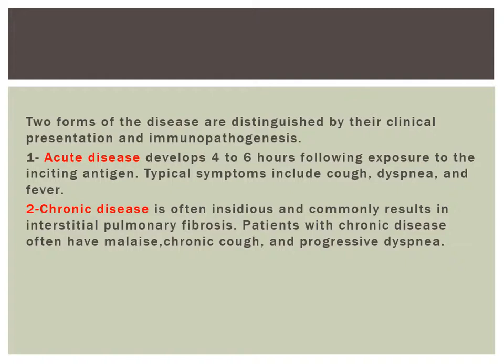Two forms of disease are distinguished by their clinical presentation. The acute disease develops 4 to 6 hours following exposure to the antigen. The typical symptoms include cough, dyspnea, and fever. The chronic disease is often insidious and commonly results in interstitial pulmonary fibrosis. Patients with chronic disease often have malaise, chronic cough, and progressive dyspnea.